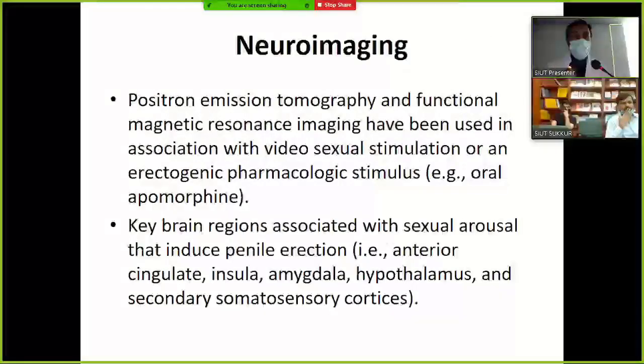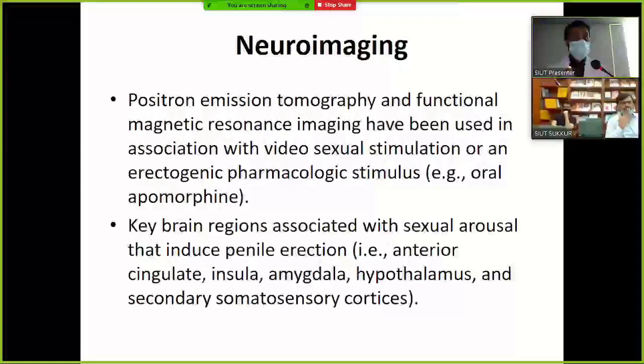Then neuroimaging: PET scan and functional MRI in association with sexual stimulation are used to detect certain brain regions which are centers for arousal, which include anterior cingulate, insula, amygdala, hypothalamus, and secondary somatosensory cortex.